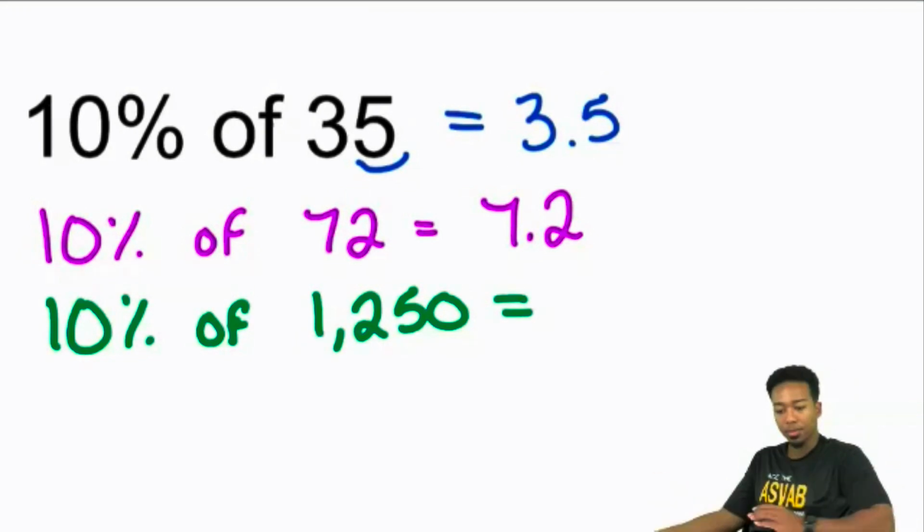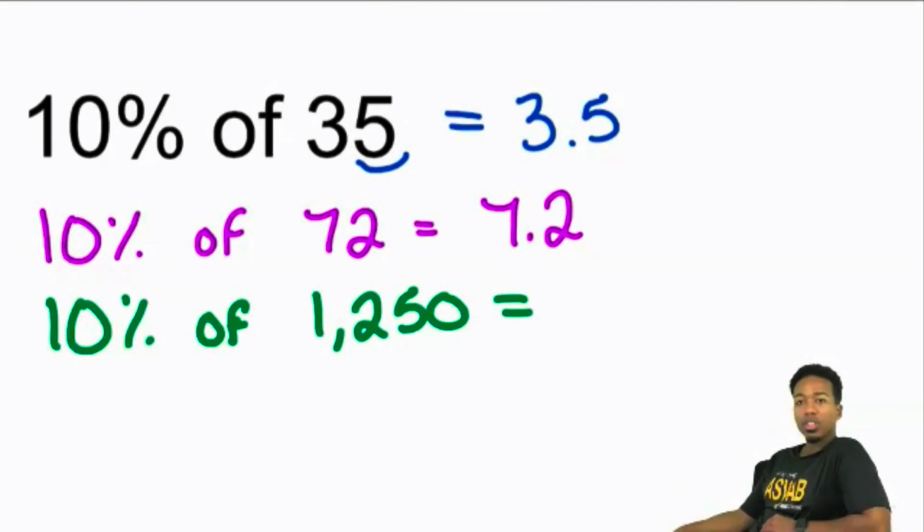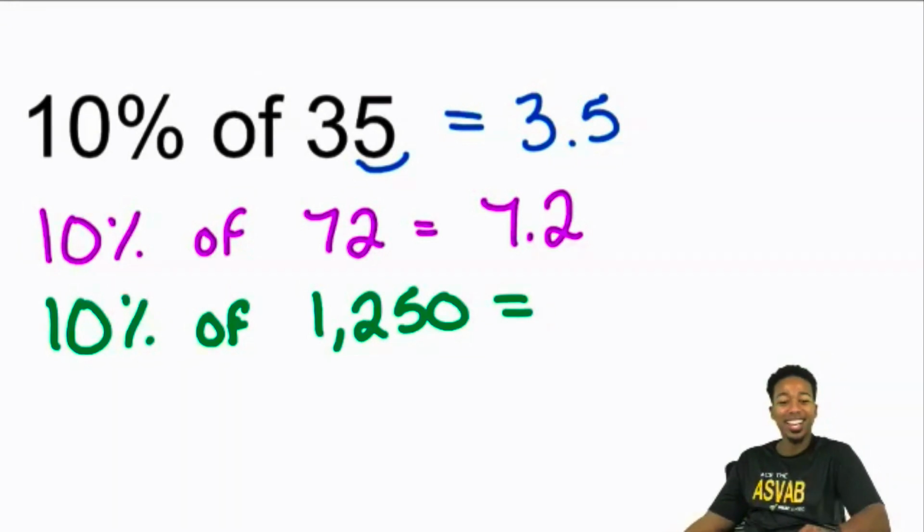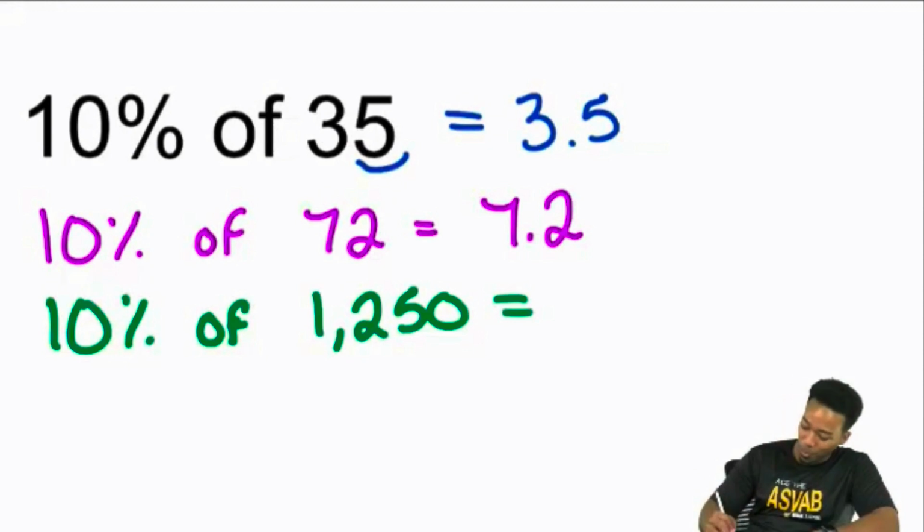What's that going to be? 10% of 1,250. What will that be? Boom. Parmita got it correct first. Oh, no, Marquette and Parmita said it at the same time. Muhammad said it first, so 125. Sorry, Muhammad, I'm not trying to steal your thunder. Yeah, it's going to be 125.